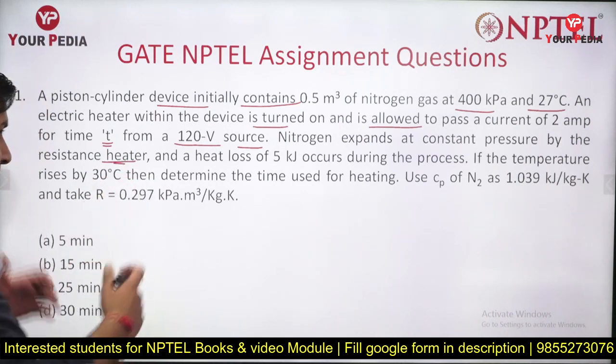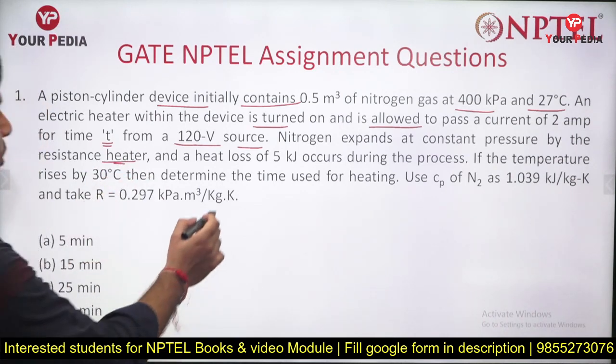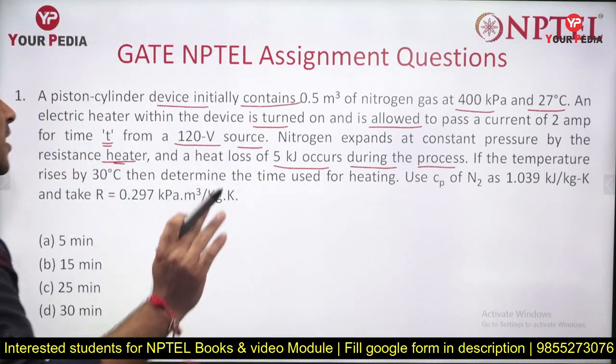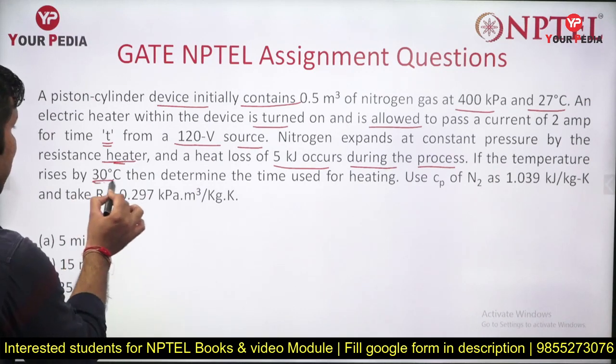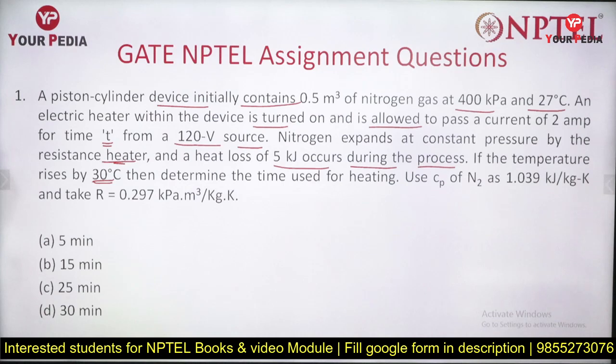Nitrogen expands at constant pressure by the resistance heater, so the expansion process can be considered as a constant pressure expansion, and a heat loss of 5 kilojoule occurs during the process. So 5 kilojoule is the heat lost by the system. If the temperature rises by 30 degrees Celsius, then determine the time used for heating. Use Cp of nitrogen as 1.039 and R as given. So the question is very simple, guys.